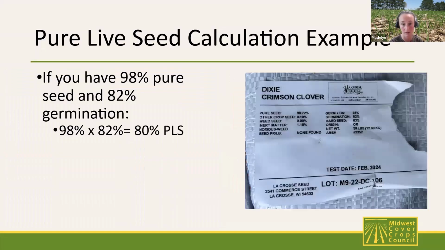You can go to the next slide, Ethan. Thank you. So we had 98% purity, 82% germination. We got 80% pure live seed.